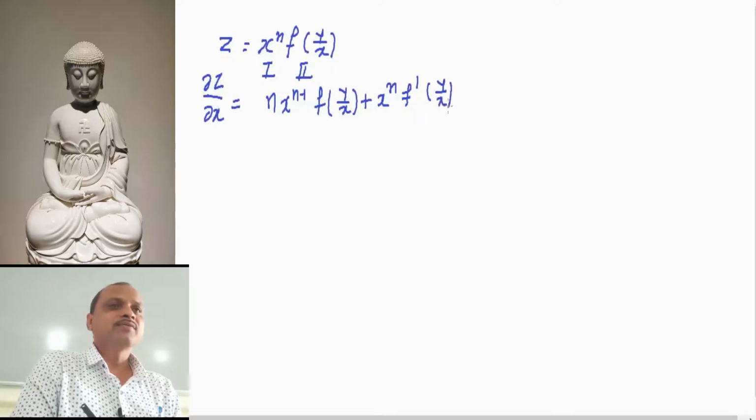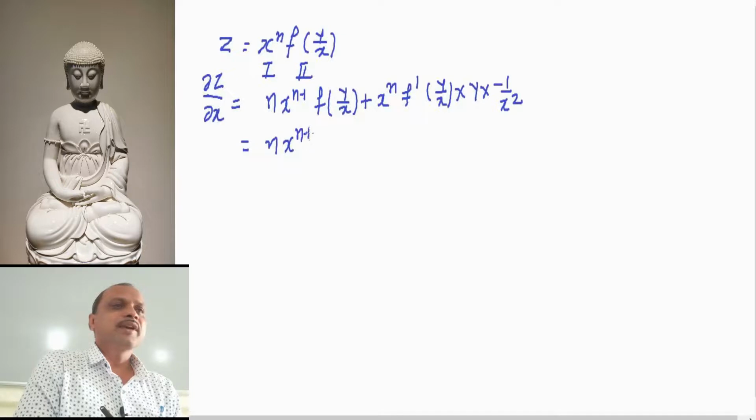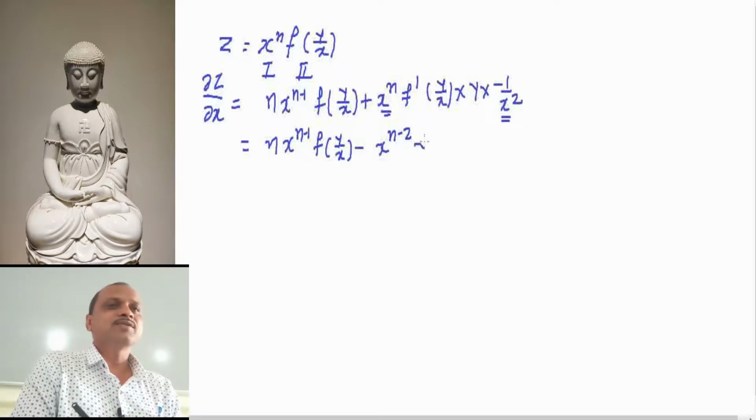is f dash y divided by x into, by chain rule, derivative of y divided by x. y is constant as it is, into derivative of 1 divided by x, that is minus 1 divided by x square, equal to n into x raised to n minus 1 f of y divided by x minus x raised to n divided by x square, that is x raised to n minus 2 y into f dash of y divided by x.